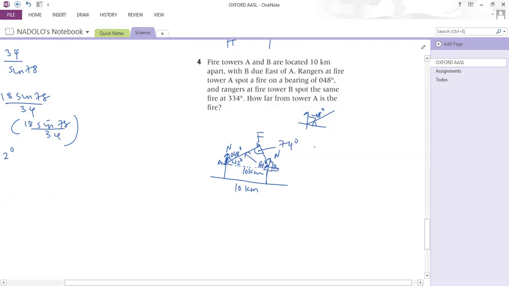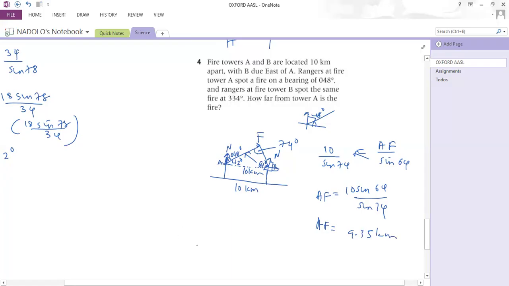So you're going to comfortably use the sine rule and say 10 divided by sine 74 is equal to AF divided by sine 64. So for you to get AF, you have to multiply by sine 64 on the other side. So it will be 10 sine 64 divided by sine 74. So AF should be this. If you use your GDC, your answer should be 9.35 kilometers. So we will say tower A is 9.35 kilometers from the fire.